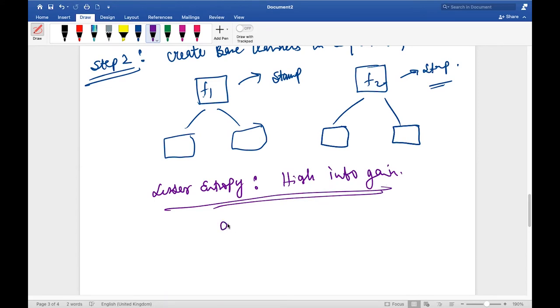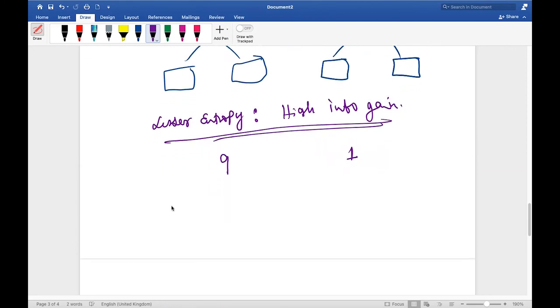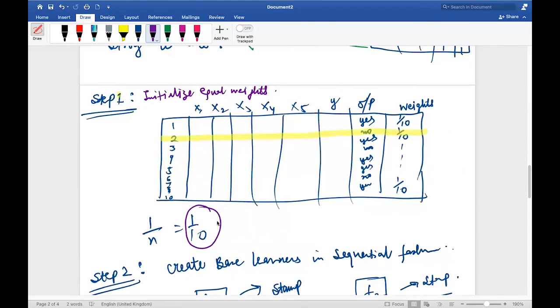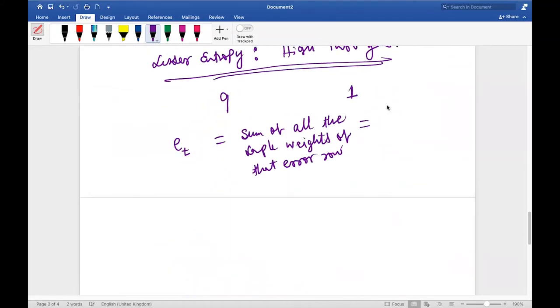So let's say, for example, 9 are my strong learners, 1 is my weak learner. What is my total error in this case? Total error is nothing but the sum of all the sample weights of that error row. So only one error is there. And what is the sample weight? 1/10. So what will be the total error? 1/10. Let's say if there were three rows in which there was misclassification, or in other words, there were 3 weak learners, this would have been 3/10. Any confusion?